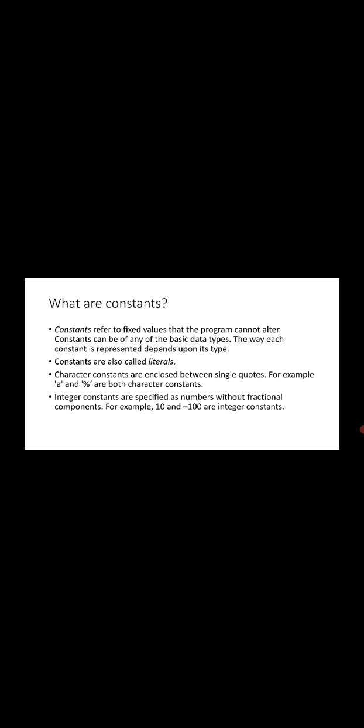Integer constants are specified as numbers without fractional components. We also call them the decimal numbers. For example, 10 and -100 are integer constants. Floating point constants require the decimal point followed by the number's fractional component. For example, 11.123 is a floating point constant.